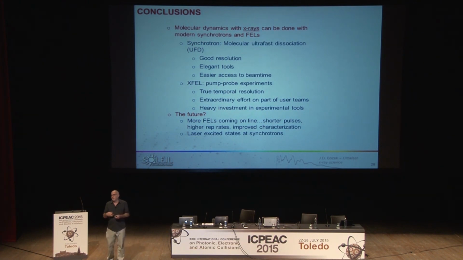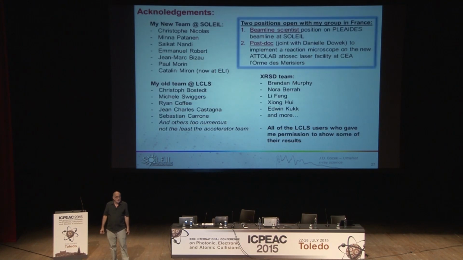And frankly, the facilities are investing a lot of money in these tools to do these experiments because they've spent $1 billion on their accelerator. They want to make sure it's used properly. The future, well, you saw from Marie-Emmanuelle Crupry's talk that more FELs are coming online, shorter pulses, higher rep rates, improved characterization, and more lasers are being used at synchrotrons as well.